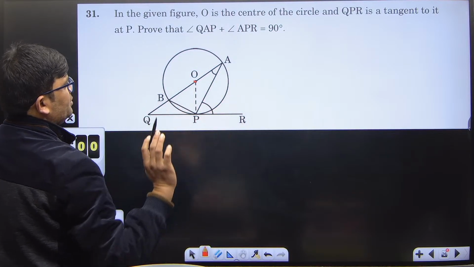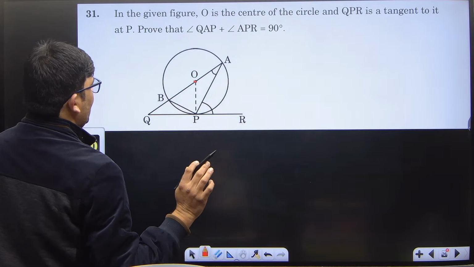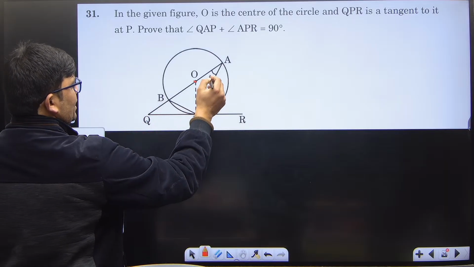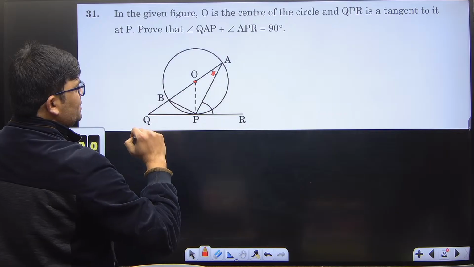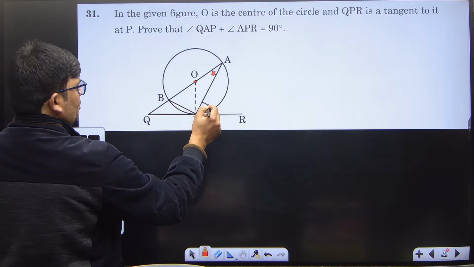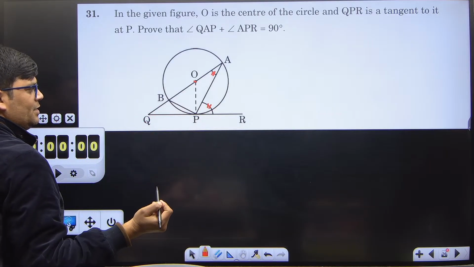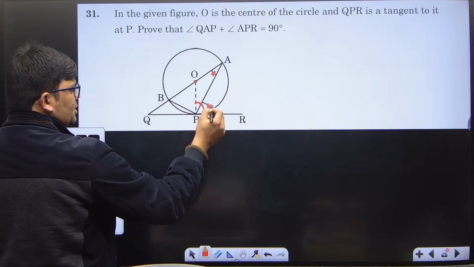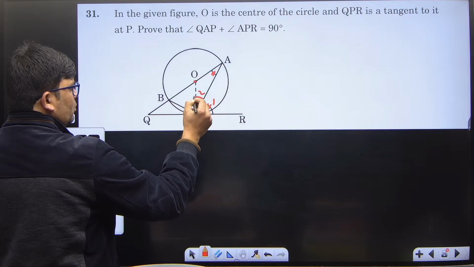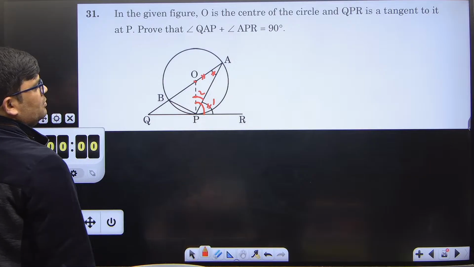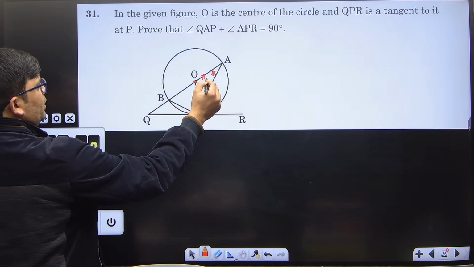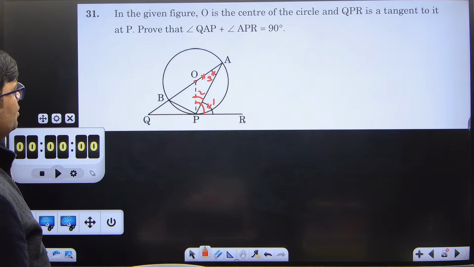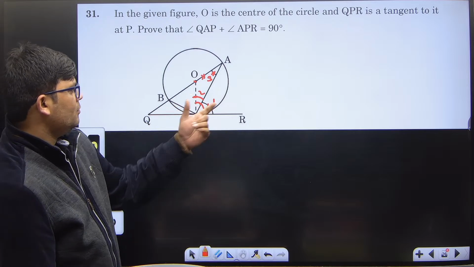QPR is tangent at P. Prove that angle QAP plus angle APR is 90 degrees. Very easy to prove. This angle is 90. This comprises angle 1 and 2. This is the radius, so 2 is equal to, let us say, angle 3. So angle QAP and angle APR will be 90 degrees.